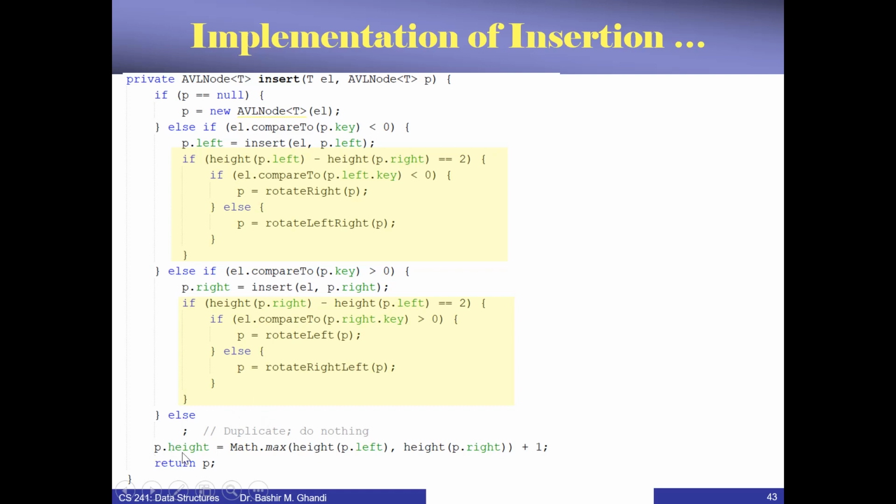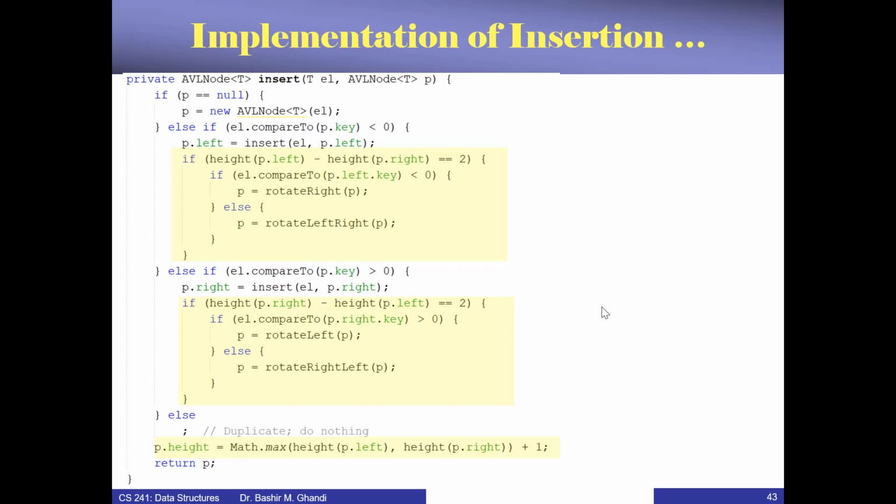The final thing we have to do in this method, after doing the rotation, is to adjust the height of p. The new p.height becomes, again, the maximum of the height of the left and the height of p.right, plus 1. Once you do that, you can return p. So these are the only changes needed to improve our insert method so that it guarantees balance.